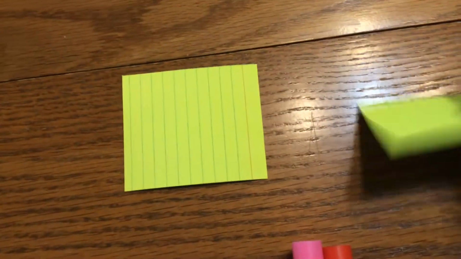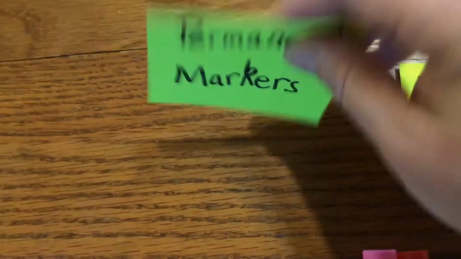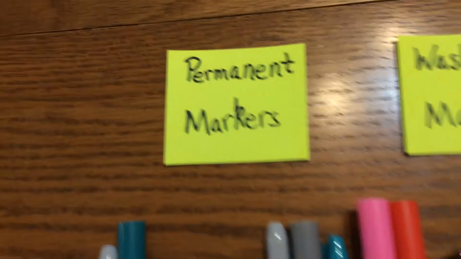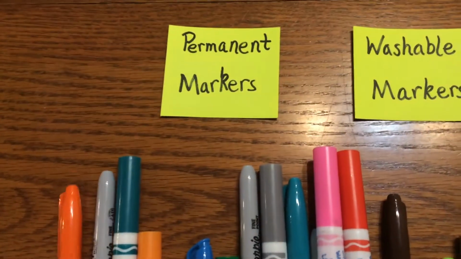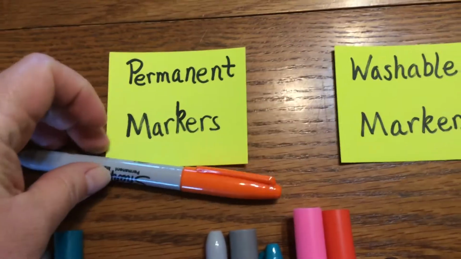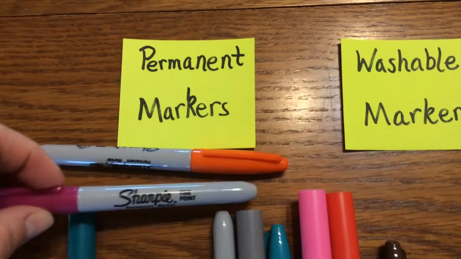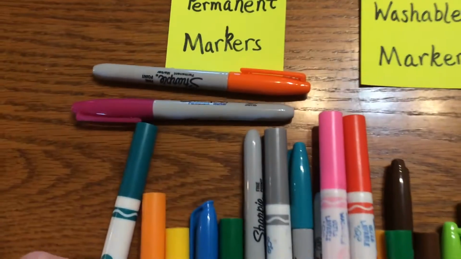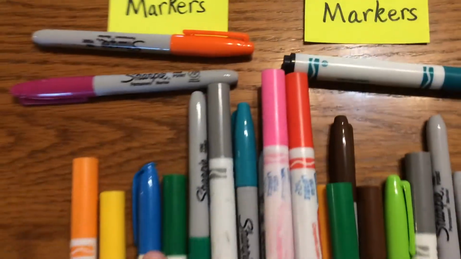So what I did was came up with two little note cards that say permanent markers, which are Sharpies, and washable. And if you were going to do that, you would look at your markers and put them underneath the correct spot. Here's another Sharpie, which is permanent. Now here is a washable, so we put these under here, and so forth.